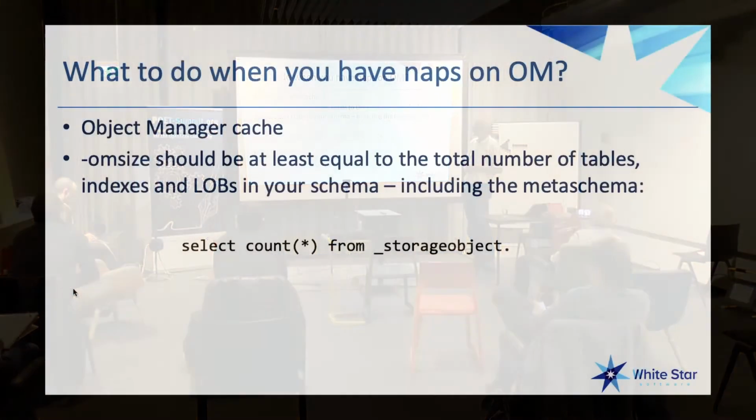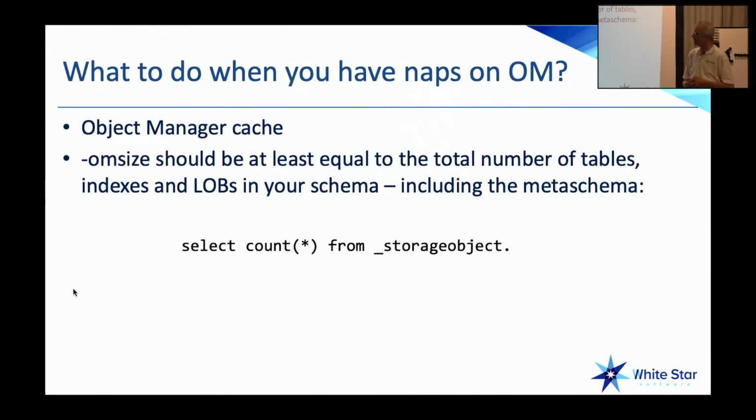The OM latch: you want to make sure that you have OM size set to be equal to the number of objects, tables, indexes, and lobs that you have in your database. So make sure that OM size, the startup parameter, is set to at least the result of the count of your storage objects. It defaults to 1024, which is great for the sports database. It's not necessarily so good for real databases. Real databases probably need a larger value.